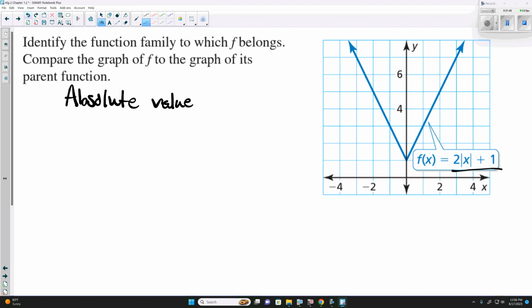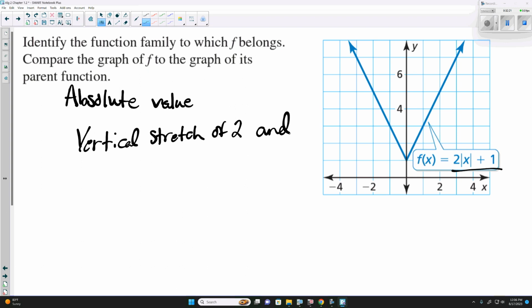It's bigger than 1, so it's a vertical stretch of 2. And then we have the +1. So its location is, so we're either going up or down or left or right.